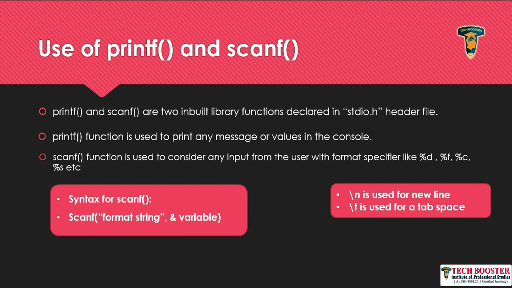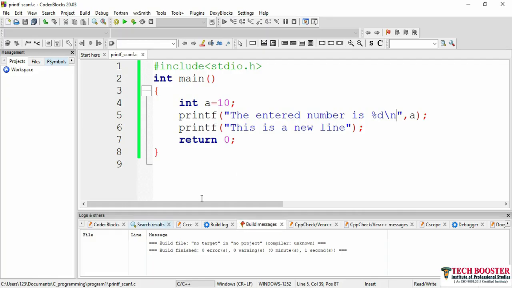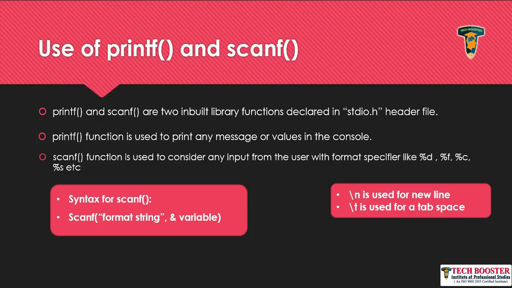While using our printf function, we need not use any &, because in this case we are fetching data from our memory which is already there in our memory location. But while using scanf, we are storing our variable in our memory location. In that case you need to have this address operator. So this is your syntax. This is the way you need to use your scanf function.